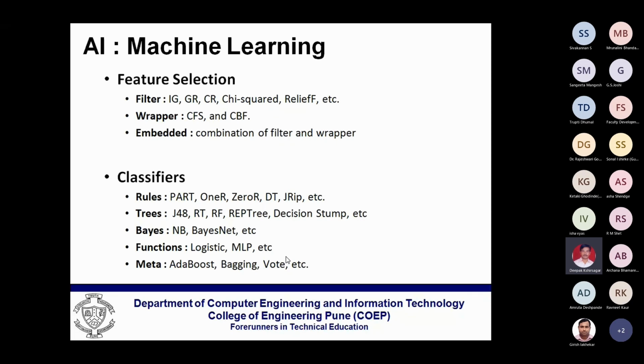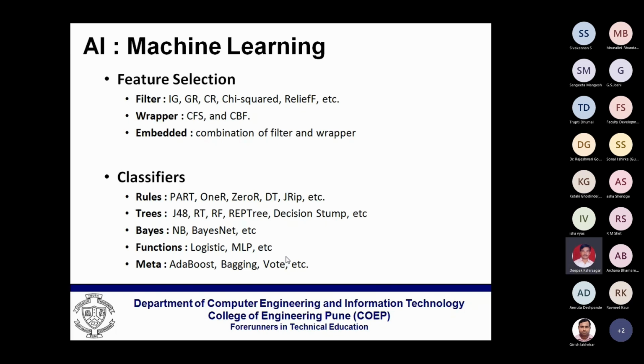So here machine learning provides a set of filter based feature selection techniques: information gain, gain ratio, correlation, chi-square, and the ReliefF algorithm. All these feature selection algorithms are easily available, and they are totally based on some mathematical model that will give a score for whatever attributes or features are present in your data set.